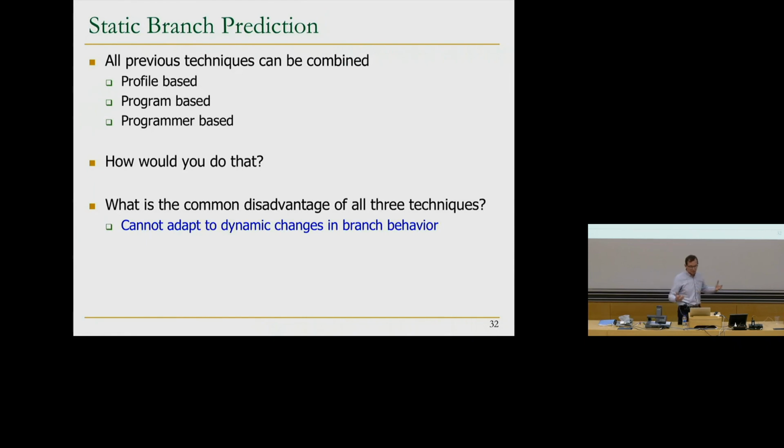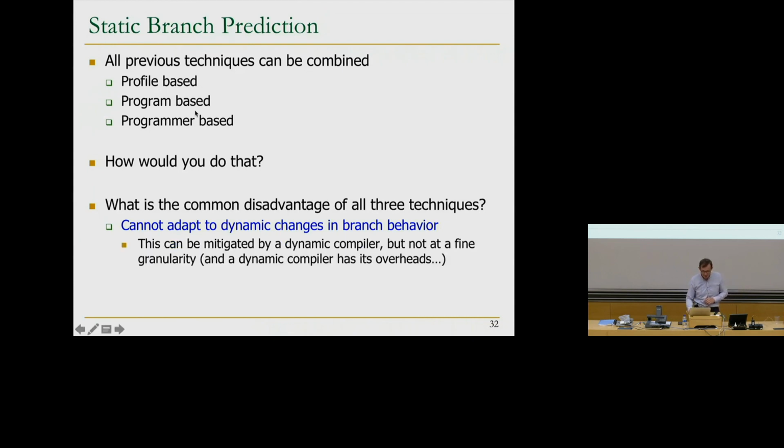Basically, you may have branches. A branch may change behavior dynamically. It's not always taken. It's not always not taken. But there's no way to encode this with the techniques that we've discussed. For example, the branch that you saw: taken, not taken, taken, not taken, taken, not taken, taken, not taken. It's very, very predictable. You just recognize that pattern and predict the branch correctly. But these static techniques cannot do that.